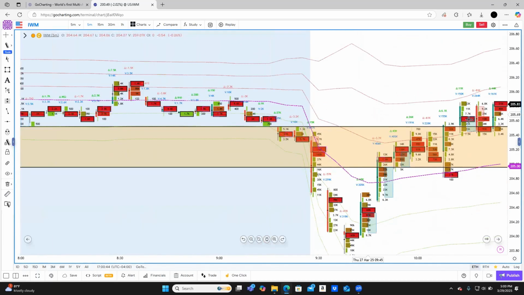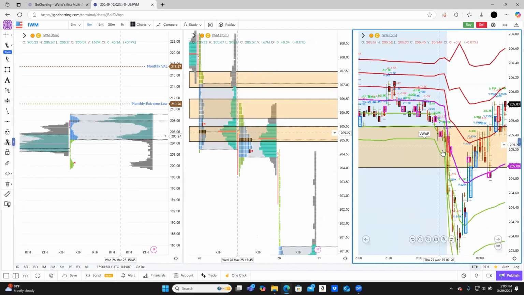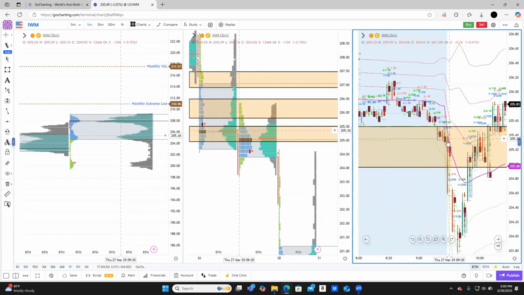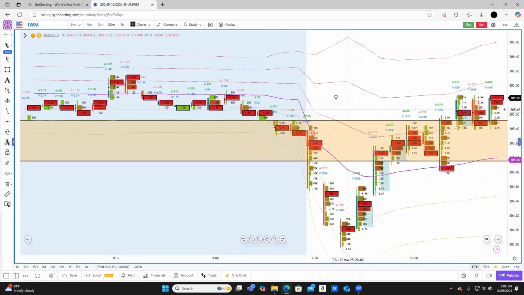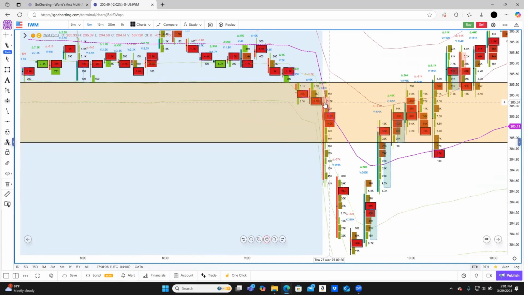Here's the bottom of the third one. Remember, we had one, two, and three. Market opened in the middle, or sorry, in the top of the third fair value area. So what did the market do to it? Let's open it back up and let's widen it up a little bit. So here is cash open. Market opened at, let's see, 205.33. Kind of at the top of that fair value.